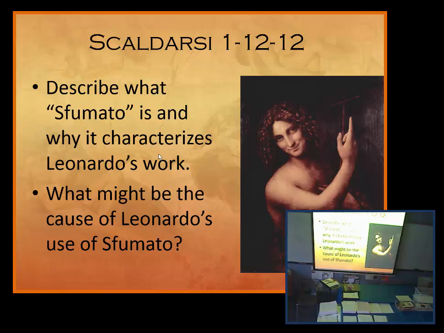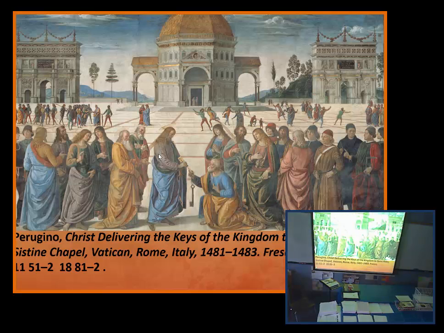It's a way to sort of blend the edges so that you don't have crisp definition between one color and the next. It all blends together in order to sense what the eye senses, which I'll talk about in a moment. But just know the word sfumato. And what might be the cause of Leonardo's use of sfumato? These are questions that you need to consider while we introduce High Renaissance.